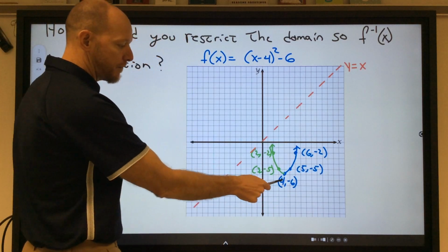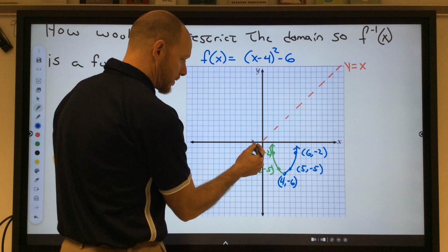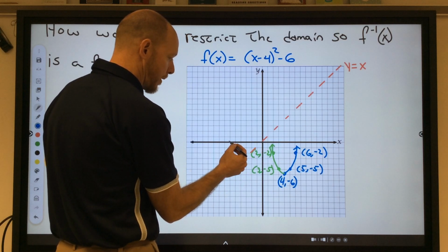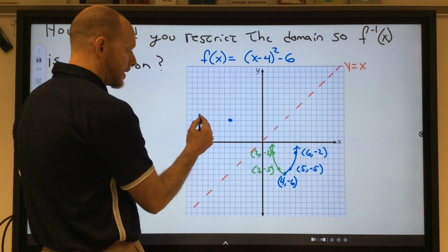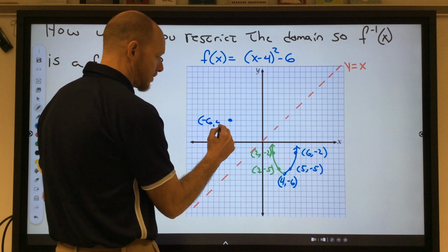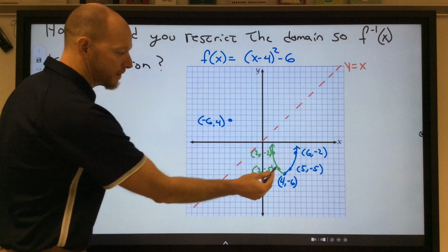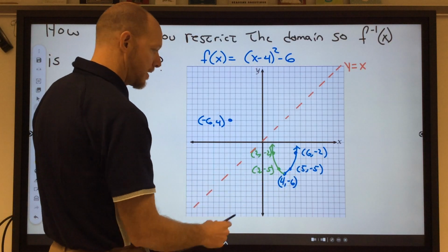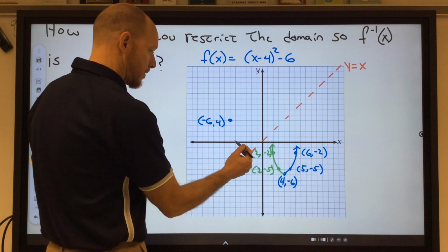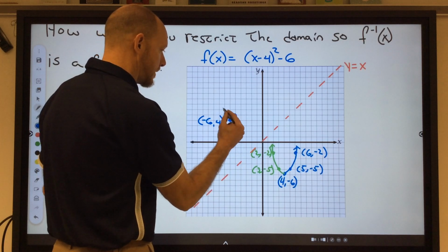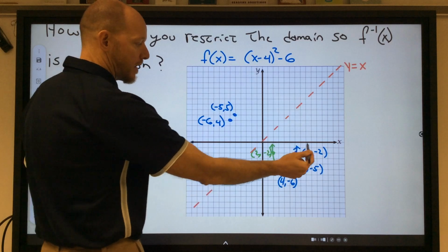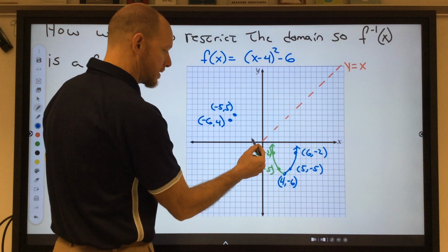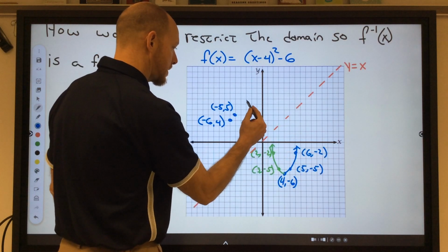I would see that the inverse would have a point at negative 6, 4. Right there's a point. I could also have another point at negative 5, 5. I'm sorry, negative 5, 5 takes me to here. And I have another point at negative 2, 6. Negative 2, 6 takes me to here.